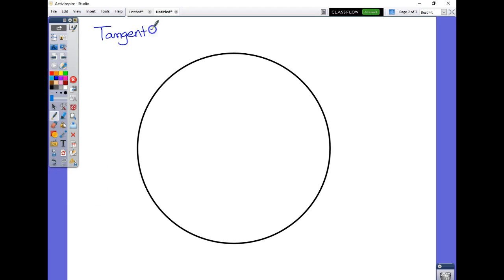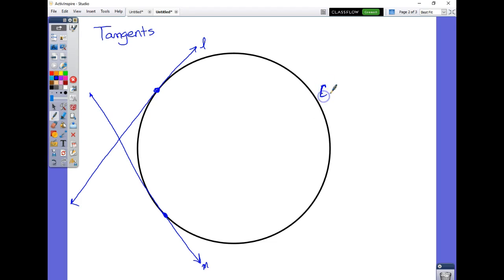Intersecting tangents. So there are going to be situations where I will draw a line tangent to my circle. There you go. There's a line tangent. And I will have another line tangent to my circle. And this is a situation where line L and line M are going to be tangent to the circle.